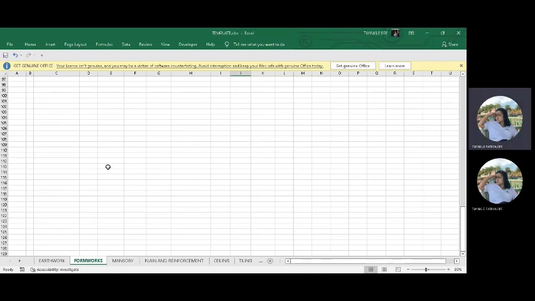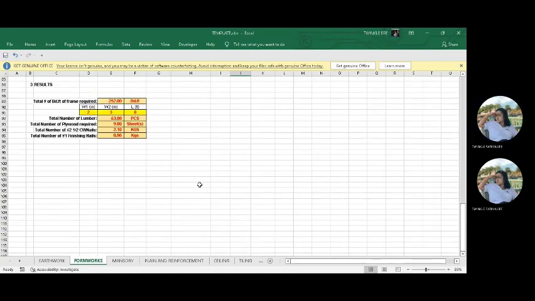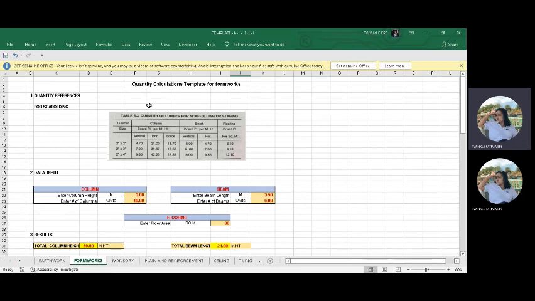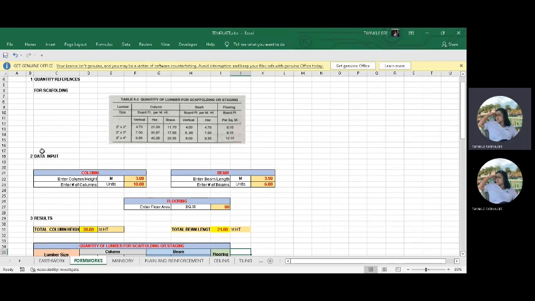So for our formworks, formwork is a term given to either temporary or permanent molds into which concrete or similar materials are poured. For formworks, we have the quantity reference in the book, and I based this template on Engineer Roland John R. Kahela.